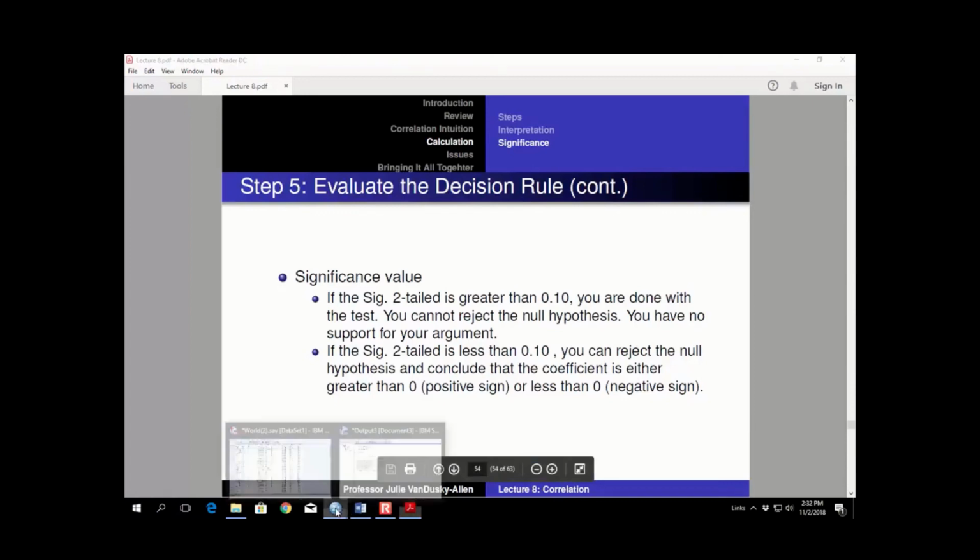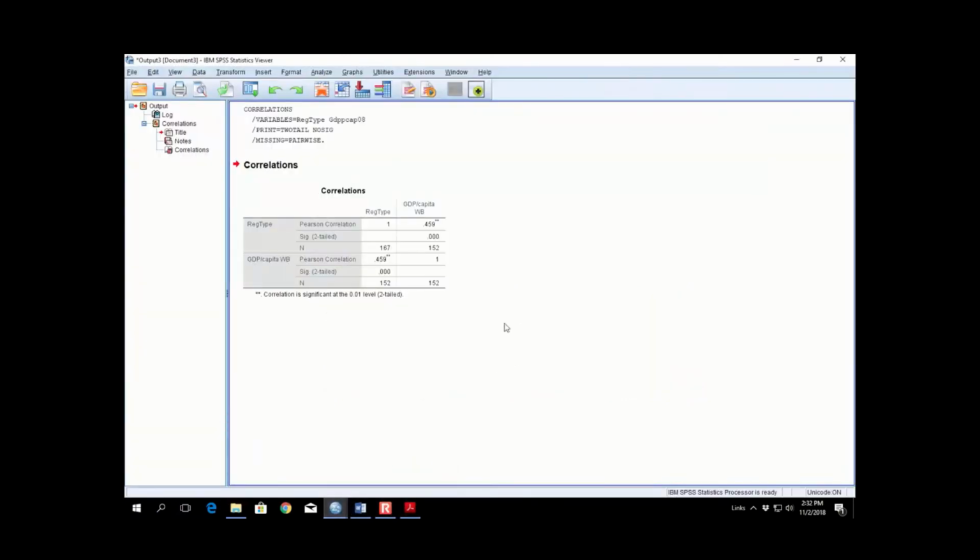Applying this to our example, we expected a positive correlation. We have a positive correlation. The sig value is 0.000, so it is less than 0.10. We can reject the null hypothesis and conclude the correlation is greater than 0.